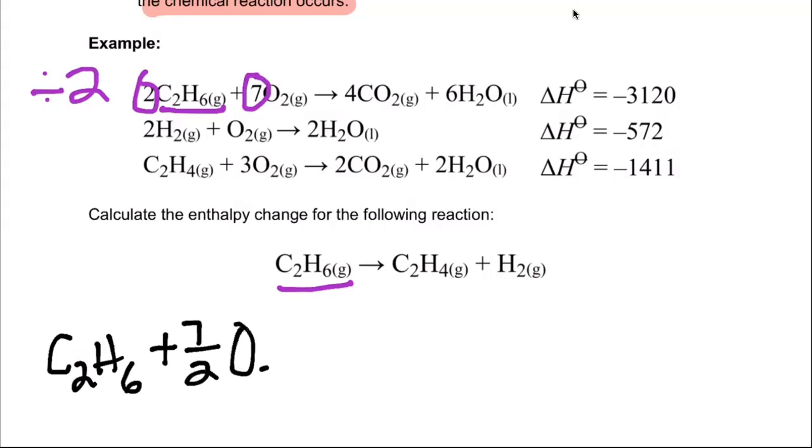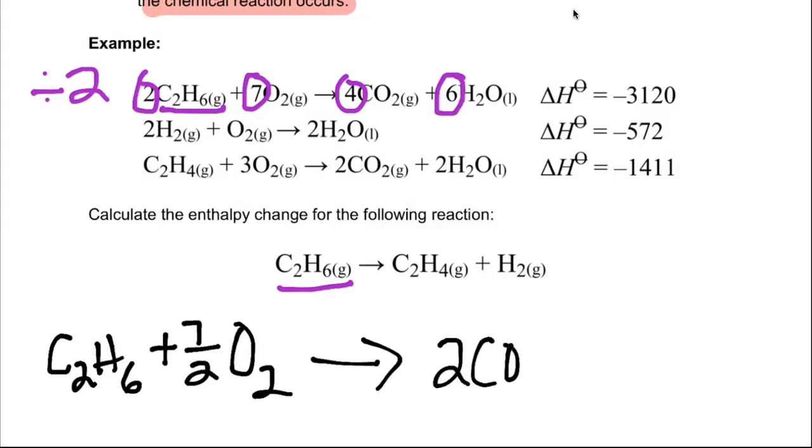So anytime you have an odd number like that, just leave it in fraction form because it's not going to give you a whole number, okay? Then the next one, this one up here, it's got a 4, okay? So that one will change to a 2. And then this one's a 6. So if I divide, that one's going to become a 3. So I end up with 2 CO2 plus 3 H2O, okay?